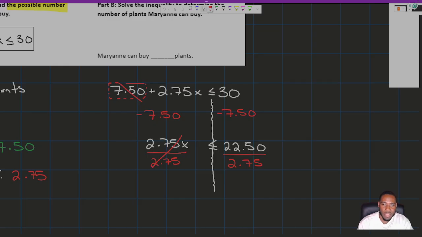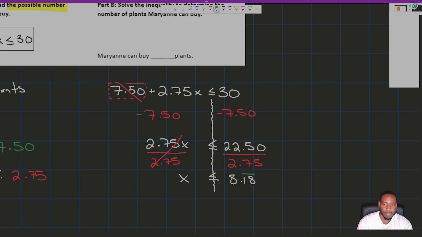That cancels out, and now we're left with x by itself on the left here. Because we didn't divide both sides by a negative number, we don't have to worry about flipping the signs for this inequality. And if we do some division, 2250 divided by 275 is going to get us about 8.18, and that's going to be repeating.